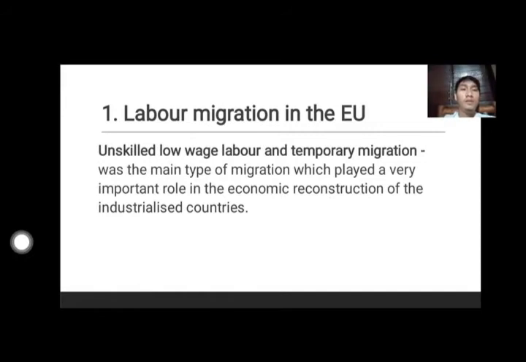Unskilled low-wage labor and temporary migration was the main type of migration which played a very important role in the economic reconstruction of the industrialized countries. That's all. Thank you.